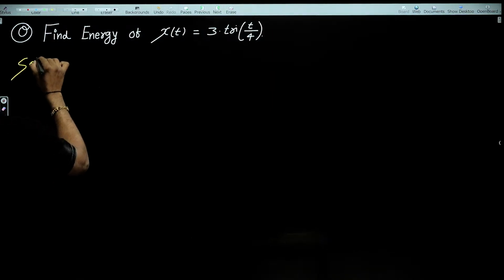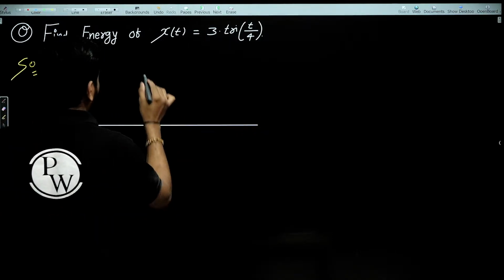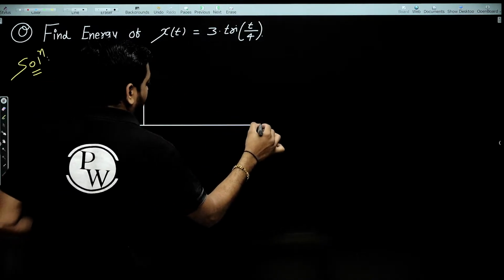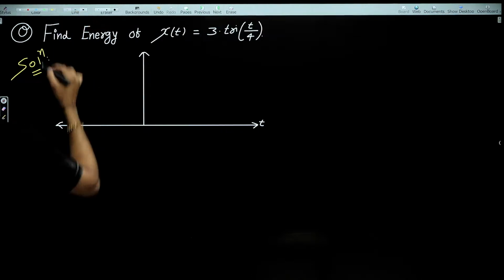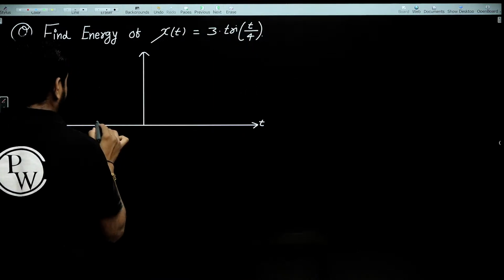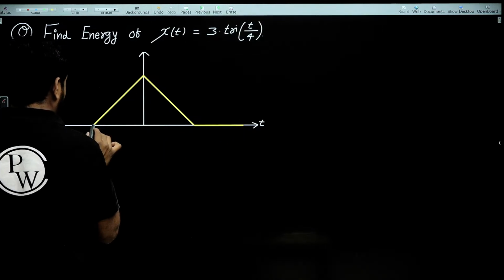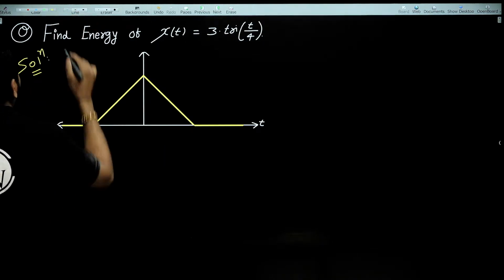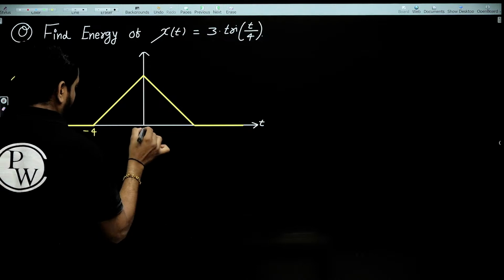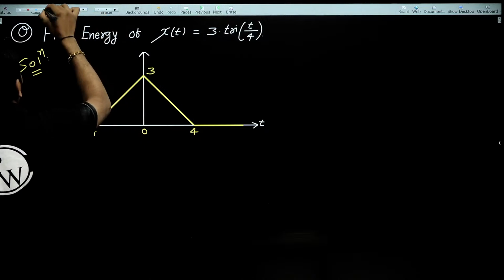So this is the standard triangular function. Standard triangle function with peak amplitude 3, and here this 4 indicates it is from -4 to +4. Amplitude is 3. Peak amplitude is 3.